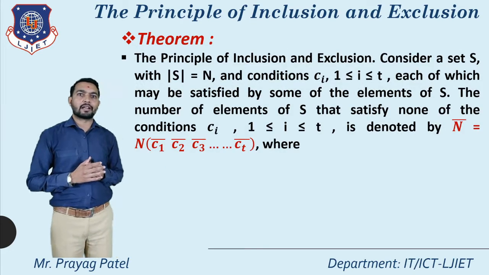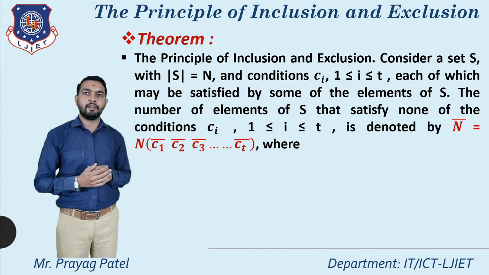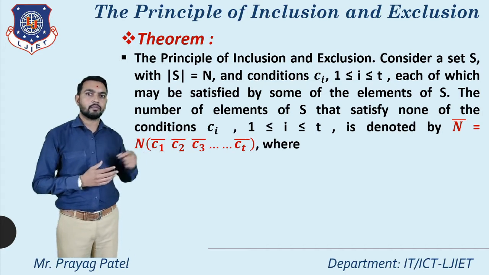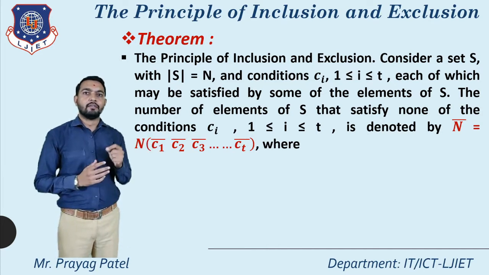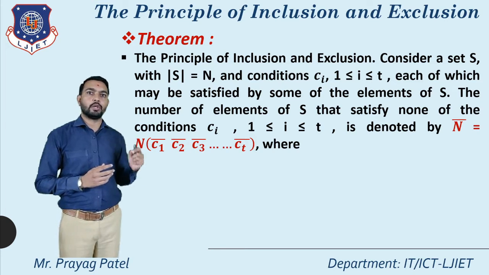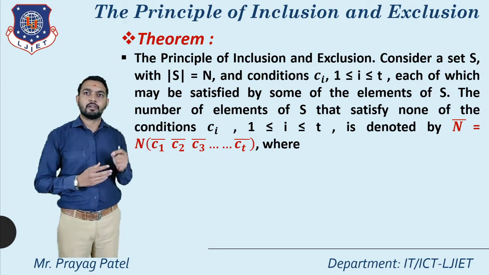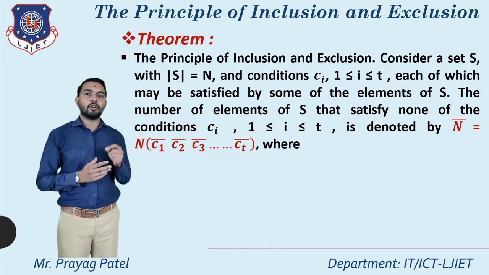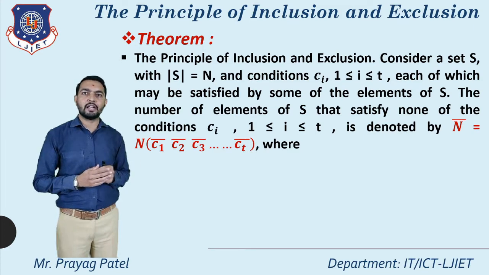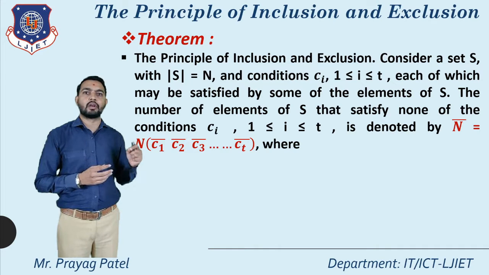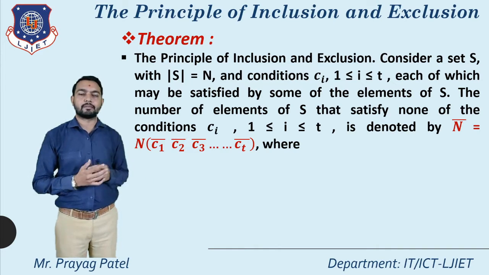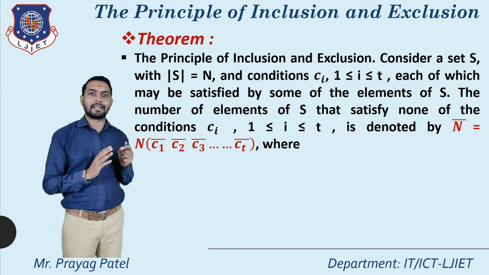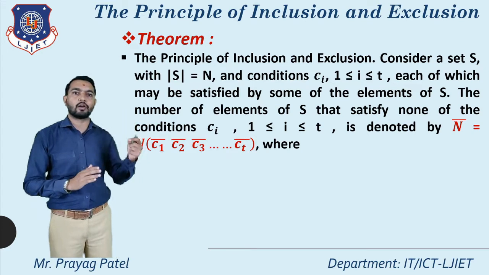The principle of inclusion and exclusion: consider a set S with |S| equal to n. That means set S has n elements, and conditions Ci, 1 ≤ i ≤ t, each of which may be satisfied by some of the elements of S. The number of elements of S that satisfy none of the conditions Ci, 1 ≤ i ≤ t, is denoted by n bar, or n dash. That means if no element satisfies any condition, then it is called n bar or n dash.